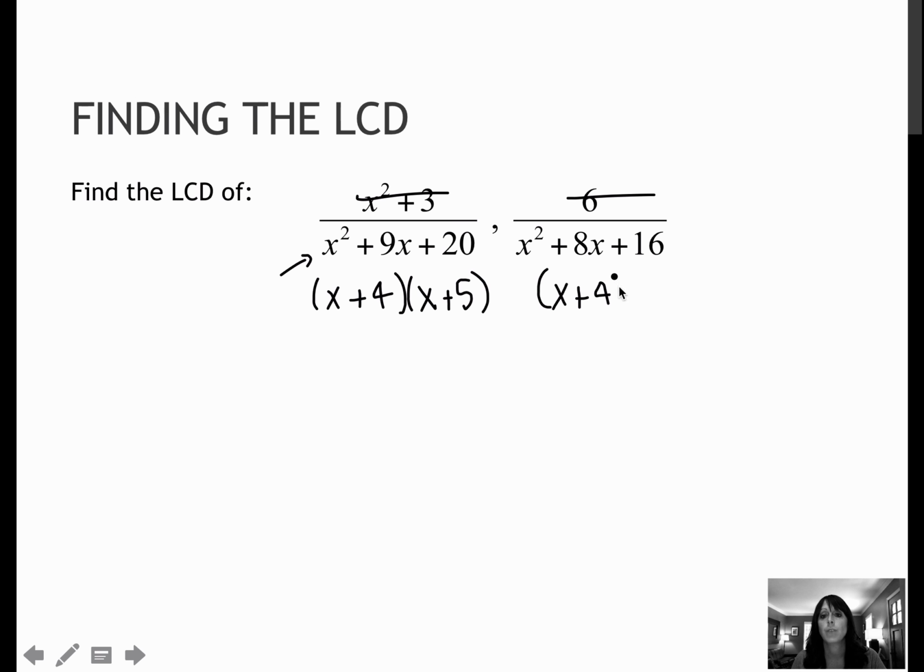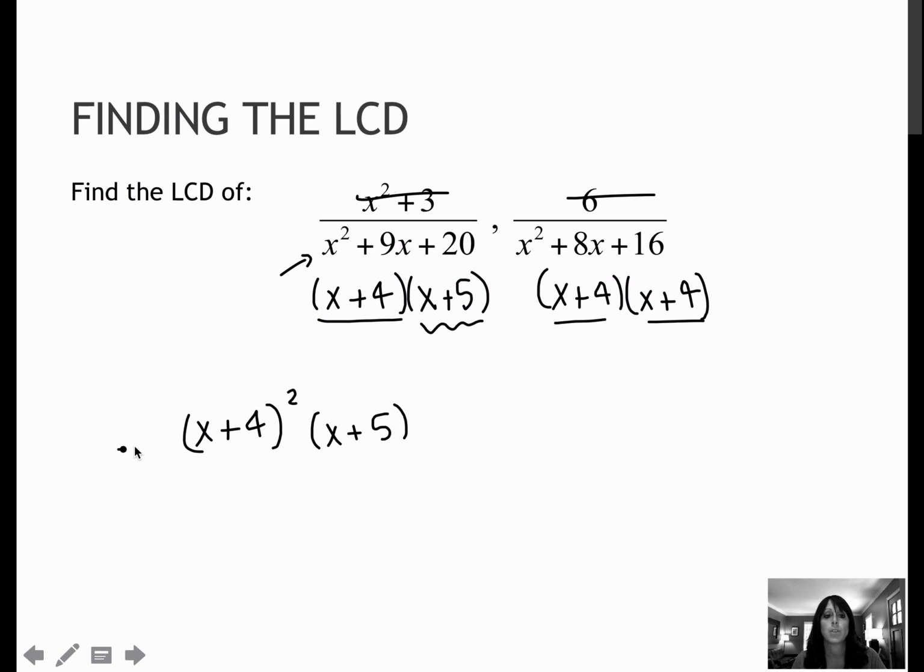Now, to find the LCD, I would take the most number of times that each factor occurred. So see how I have x plus 4 once and x plus 4 twice. So the most number of times it happens is twice. And you can either write it twice or write it with a squared. And then I've got my x plus 5, which happens once and no times. So the most number of times is once. So this is my LCD. Do not multiply it out, because you're just going to make a giant headache for yourself, and we really don't want it multiplied out anyway.